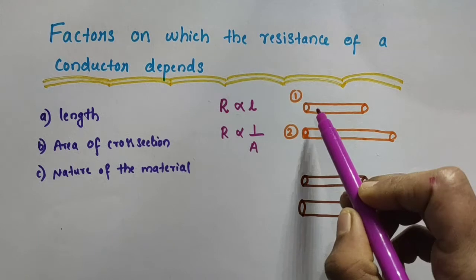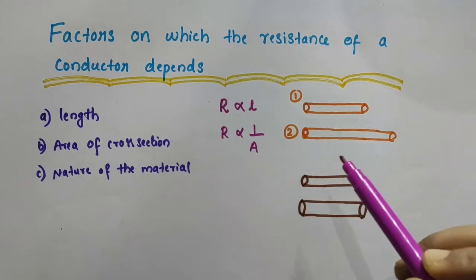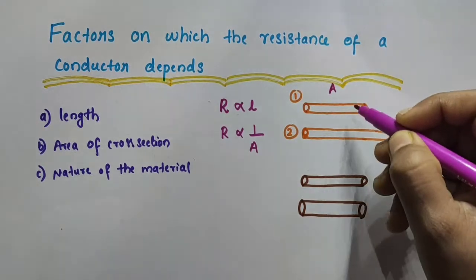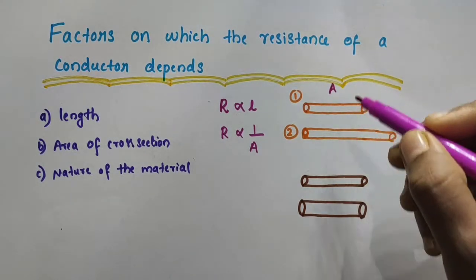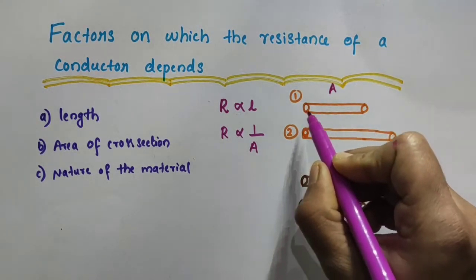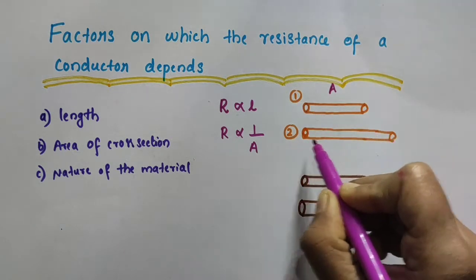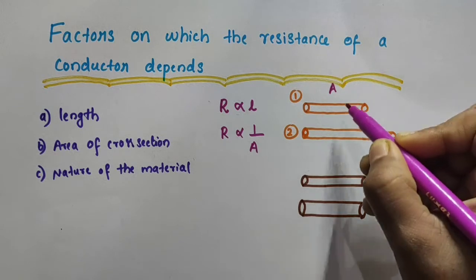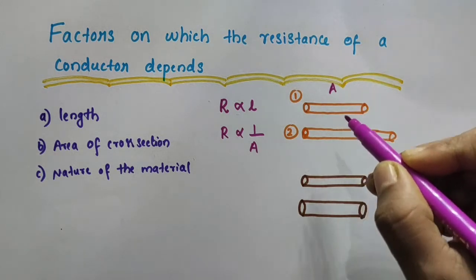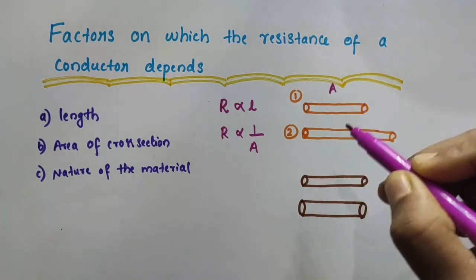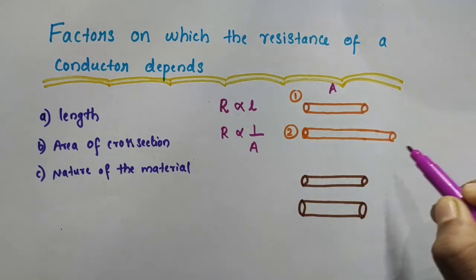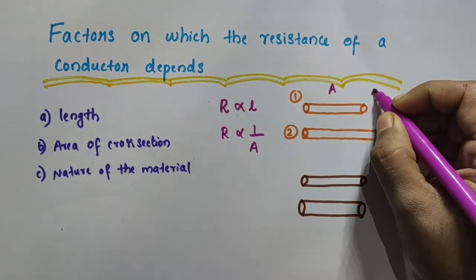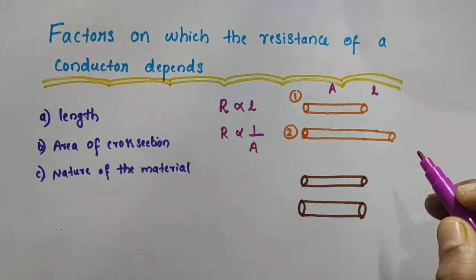Suppose that both these copper wires 1 and 2 have the same cross-sectional area. That is, area A is the same for both the copper wires, but they have different lengths. See, this one has only this much length, but this has this much length. That is, it has more length than the first copper wire. So both these copper wires have the same cross-sectional area but different lengths. That is, A is the same but length L is different.